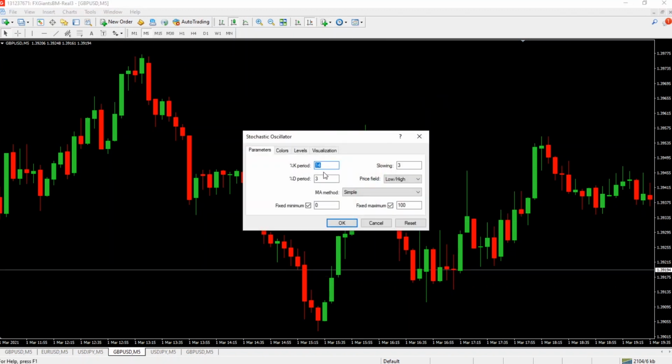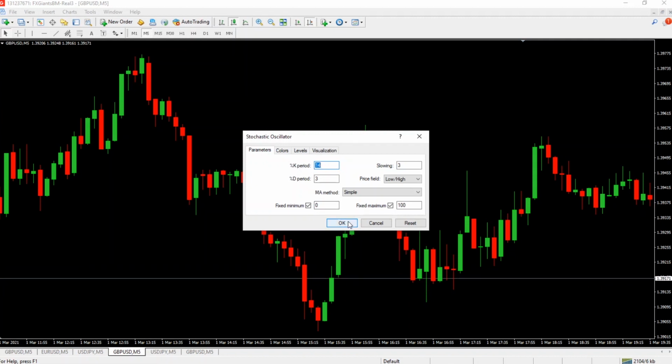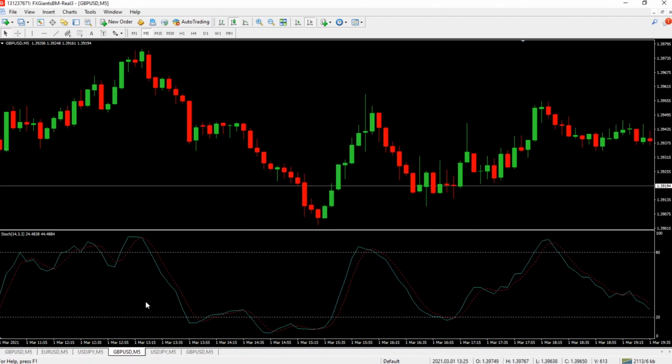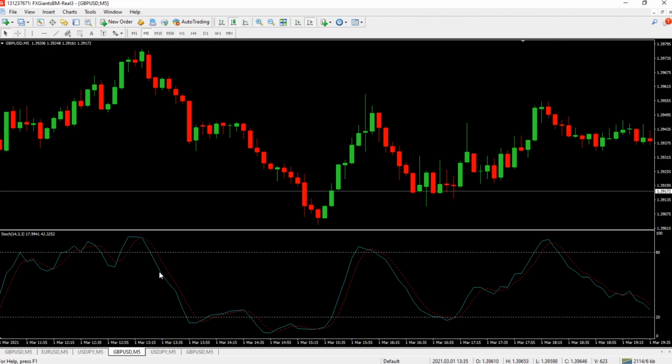I'm going to be using 14 period for the K and 3 for the D percentage. So you click OK, and there you have it. This is the stochastic oscillator. The blue line is the K percentage, while the red dotted line is the D percentage.